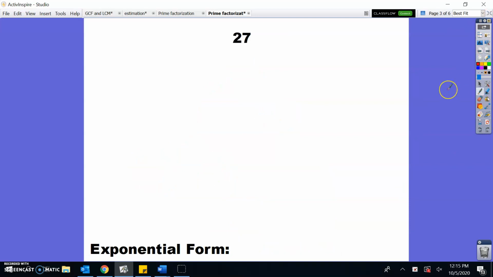Let's try it with the number 27. What's really important about these trees is that you know your multiplication facts. If you don't know your multiplication facts, this might be a struggle for you. So 27. I know the number 27 can be multiplied by 9 and 3. 9 times 3 gets me 27. Again, I'm picking any two numbers that can multiply together to get 27. And in this case, there are no other numbers that we can multiply except for 9 and 3.